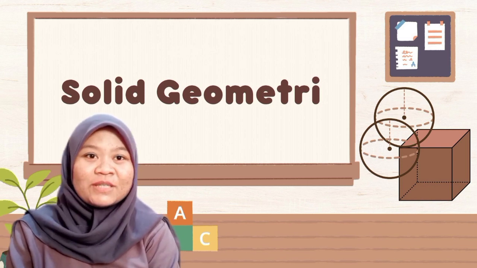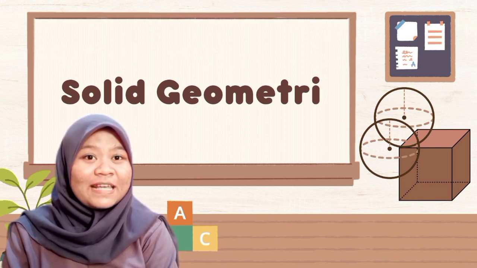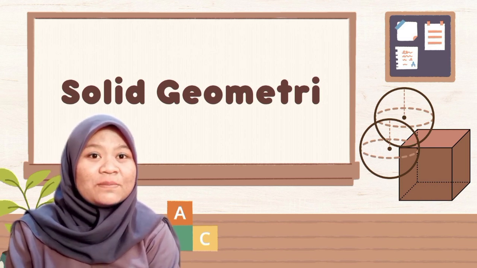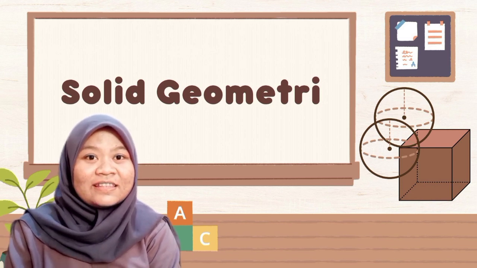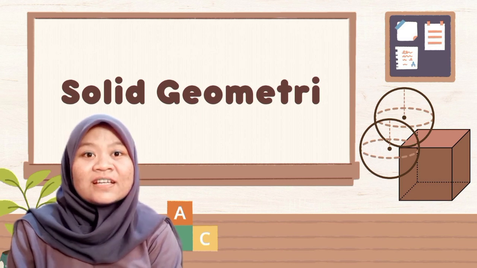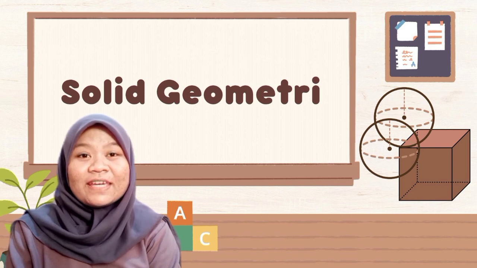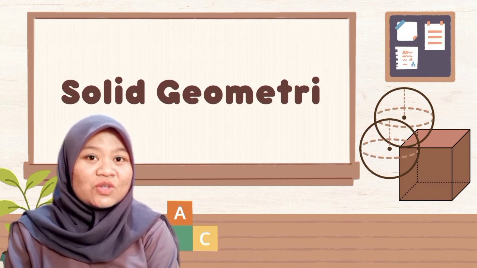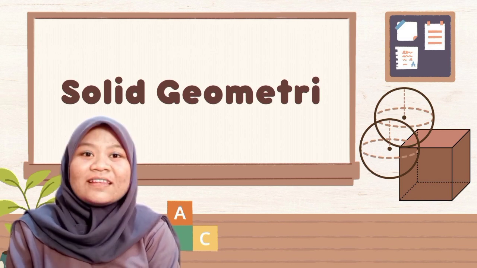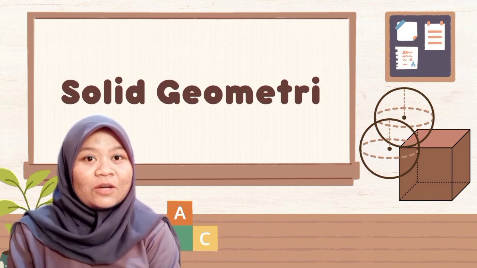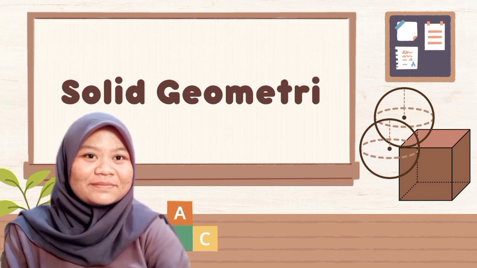The main difference between flat shape and solid shape is that the flat shape or plane shape only has two dimensions and solid shape has three dimensions. These solid shapes occupy some space and are found in our day-to-day life. We can feel, touch, and use them. The definition of solid geometry is the study of three-dimensional objects, their volume, surface area, and properties.